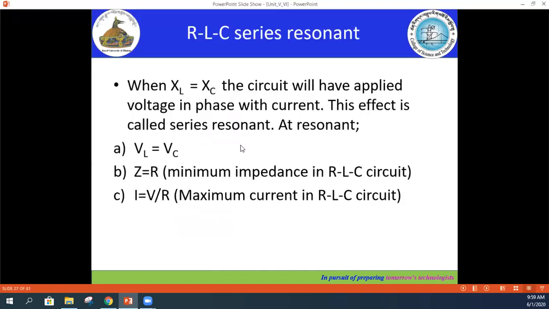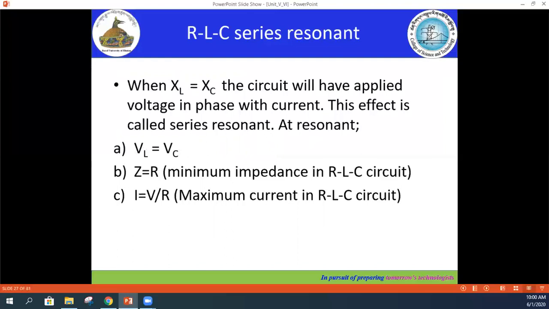And then let's discuss the series resonance. When XL is equal to XC, the circuit will have applied voltage in phase with the current. So this effect is called the series resonance. And there are three properties that we have at the resonance. At the series resonance, we have VL is equal to VC, which means if you do the summation of this VL and VC, you will get 0. And then you will have the minimum impedance in the RLC circuit during the series resonance. So the total impedance Z will be equal to R.